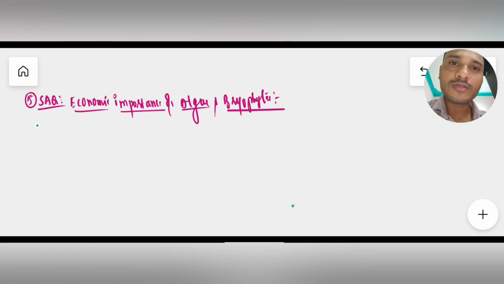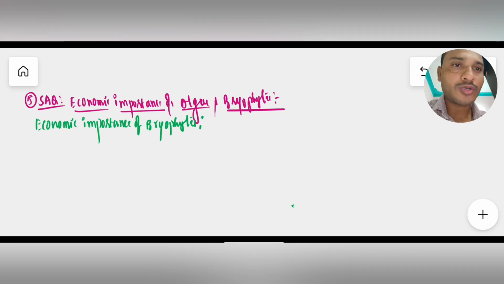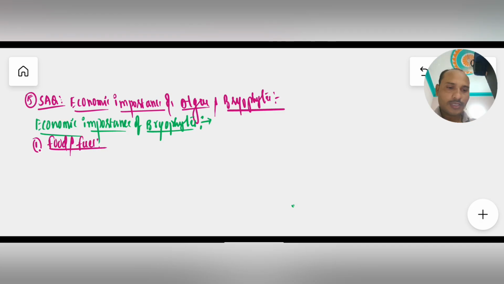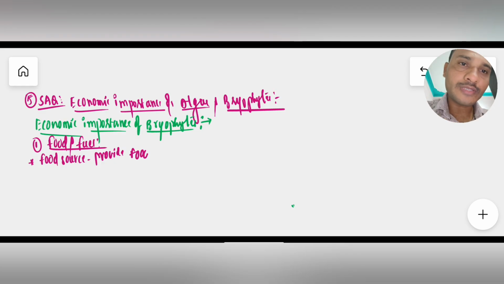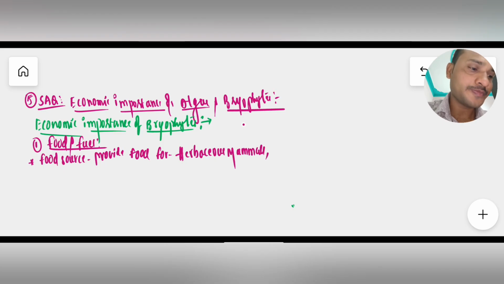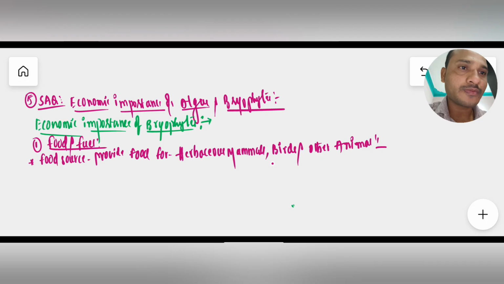Next, economic importance of bryophytes. First, bryophytes are used as food and fuel. Bryophytes are a food source: they provide food for herbivorous mammals, plant-eating mammals, and also birds and other animals. Especially mosses provide food for various herbivorous mammals, birds, and other animals.